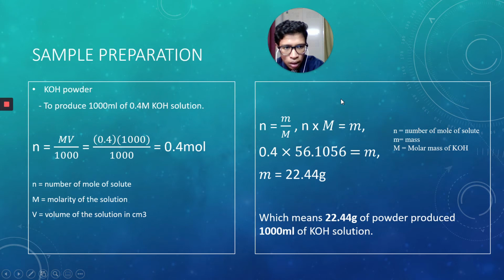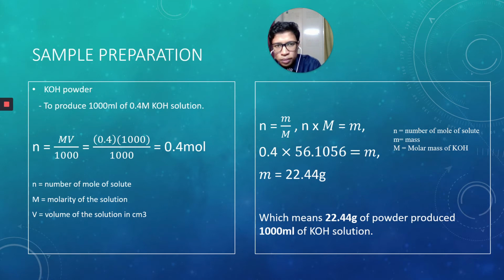Next we need to find the mass, how much KOH powder we need to produce 1000 ml of KOH solution. So using the formula n equals mass over molar mass, we can find that the mass is 22.44 gram, which means that about 22 gram of powder is used to produce 1000 ml of KOH solution.